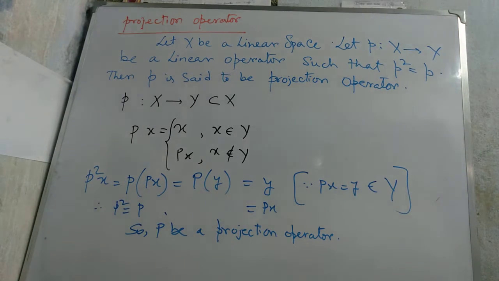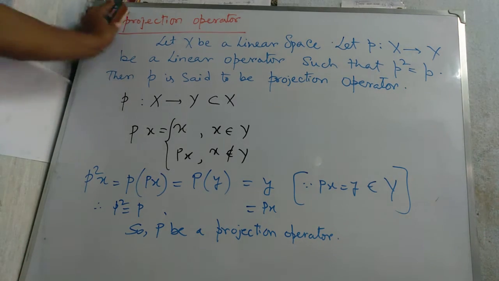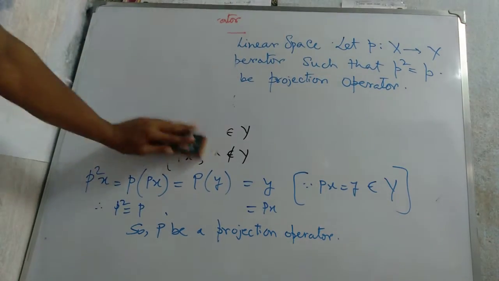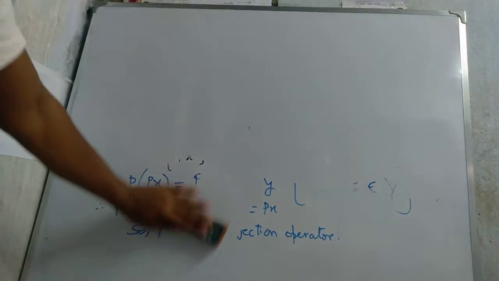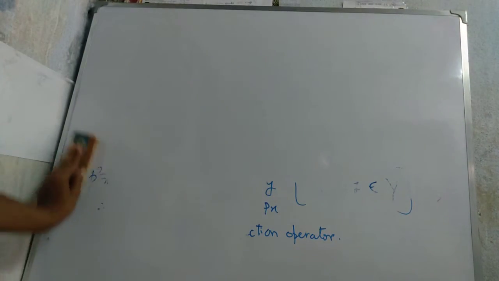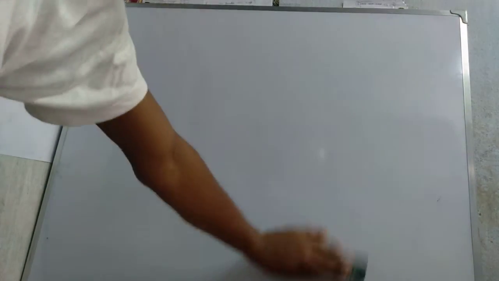Now we write the definition of another one. It is this portion. Now we write the definition of this.